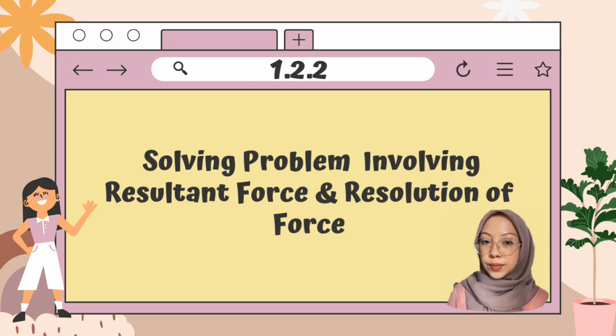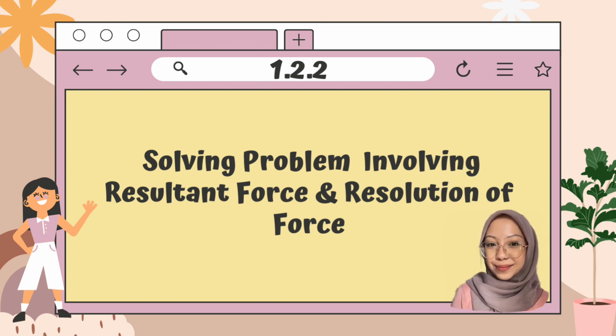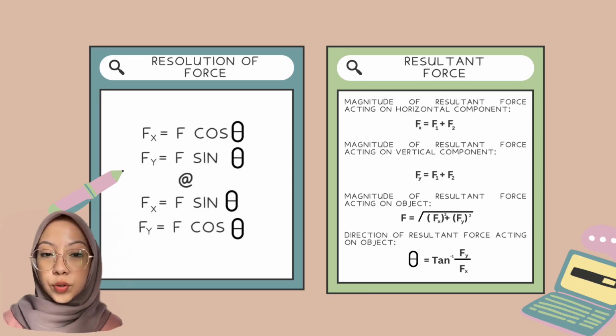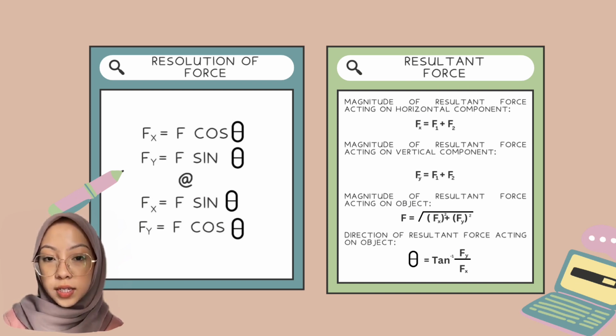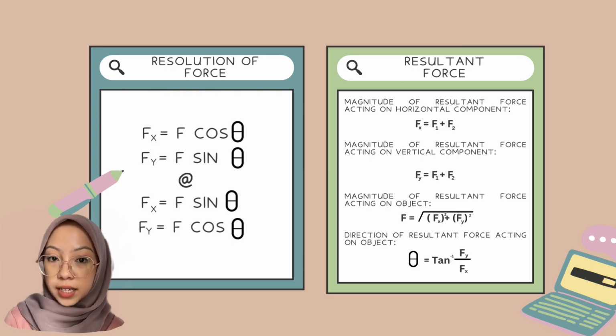Okay students, before we continue our lesson on problems involving resultant force and resolution of force, I need you to prepare a pen, calculator and of course papers. Okay, ready? Let's go! In this subtopic, you need to know how to find resolution of force and resultant of force because both of these are different. For the resolution of force, we can divide a force into two components which are horizontal and vertical components. The resultant of force can be described as the total amount of force acting on the object.